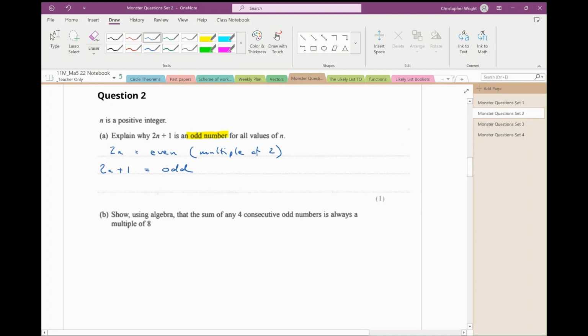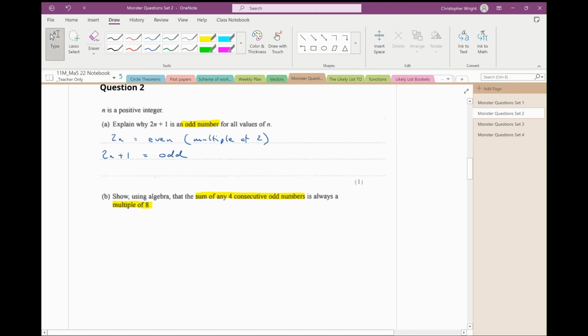Okay, now b. Show using algebra that the total of any 4 consecutive odd numbers is always a multiple of 8. So I'm going to need to build an expression up for the total of 4 consecutive odd numbers. Well, part a has given me the expression for one odd number, 2n plus 1. The next consecutive odd number is going to be 2 more than that, so 2n plus 3. The next one is going to be 2n plus 5, and the fourth consecutive odd number is 2n plus 7. Now, let's simplify that. I'm going to get 8n plus 16.